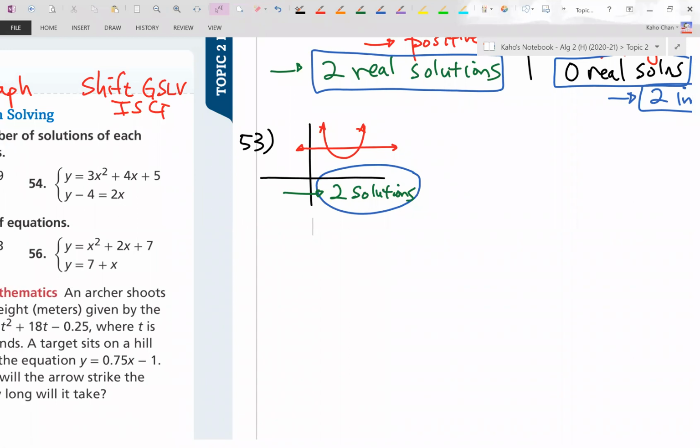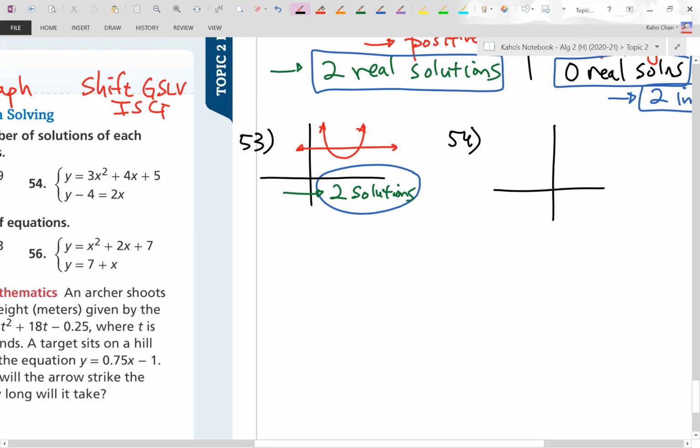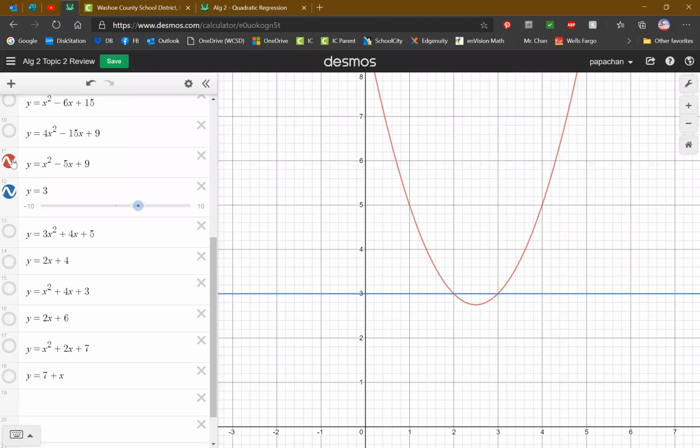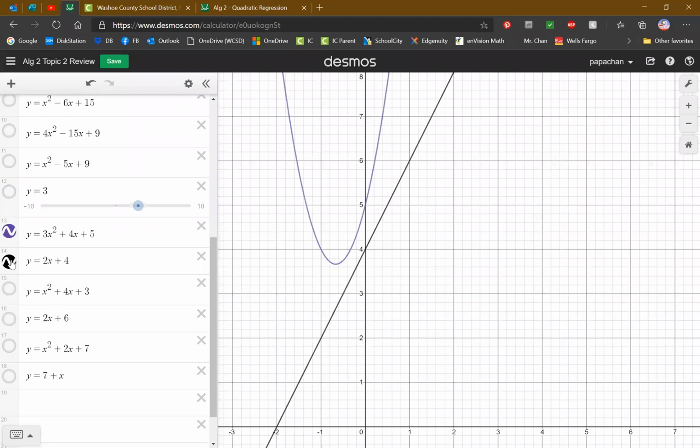Number 54 will look something like this. They don't intersect each other. Here we have 0 real solutions. I gotta be specific. These are real solutions, meaning on the number line. Here we have none. Let me show you that with decimals. Turn off the previous 2 and turn on these 2. Oh, there it is. They do not cross each other at all.